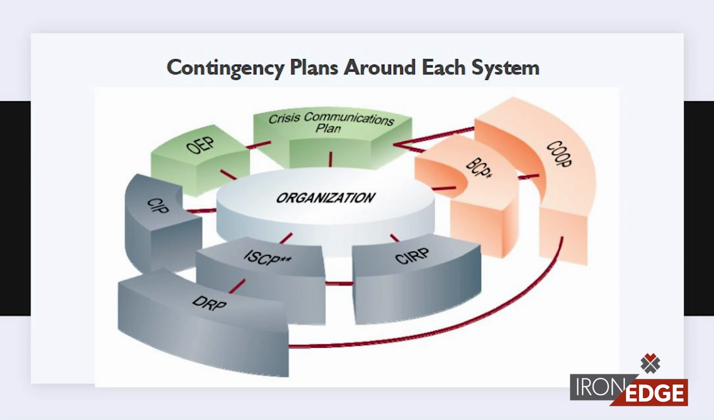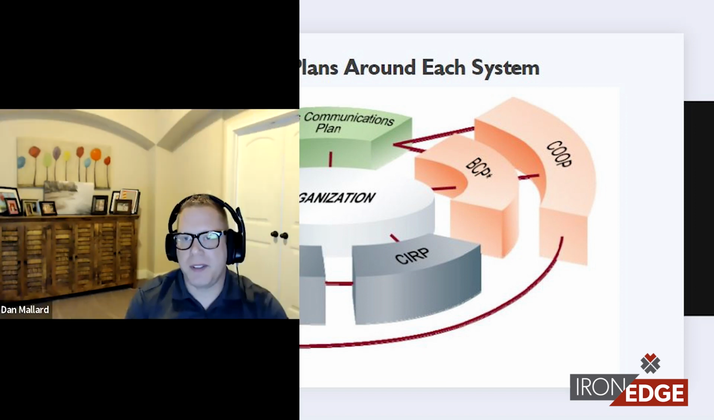And so you have the ISCP, which is your information system contingency plan. You have your CIRP, which is your cyber incident response plan. I think I skipped over that one previously. That's going to be an incident response. A cyber incident response is, say you get a virus in your environment. What do you do from a security perspective to tamp that down? What's your response to a cyber incident type situation, right?